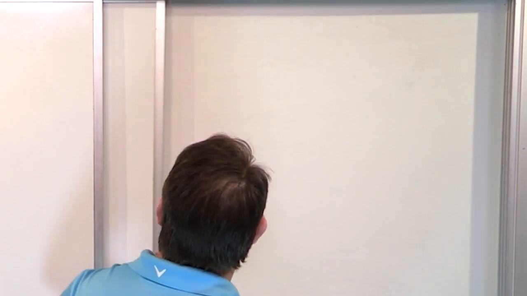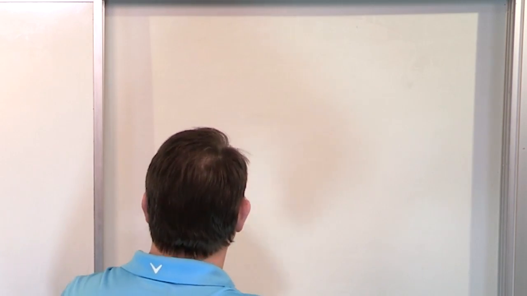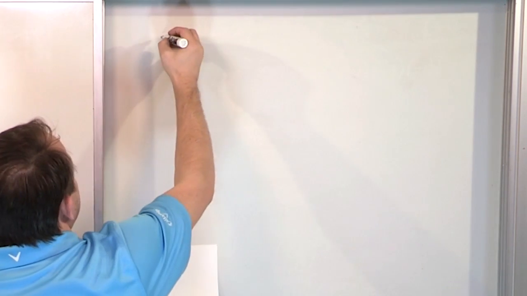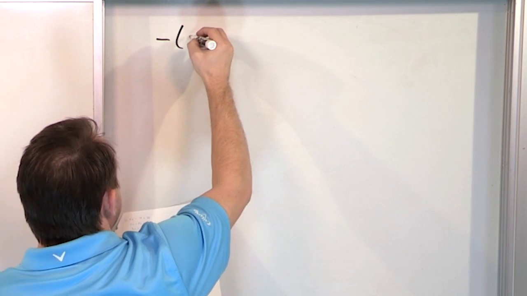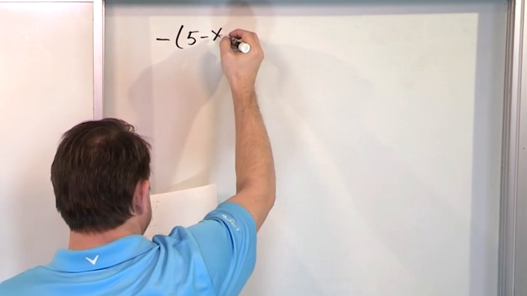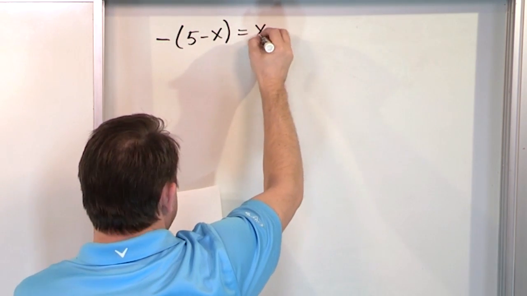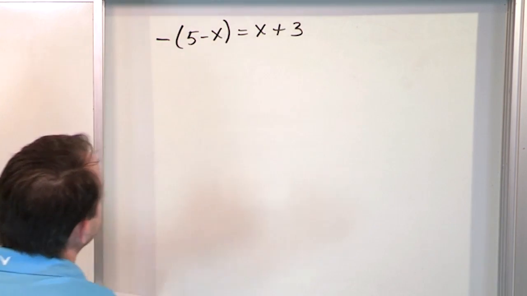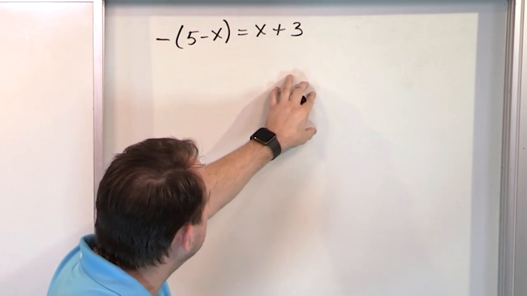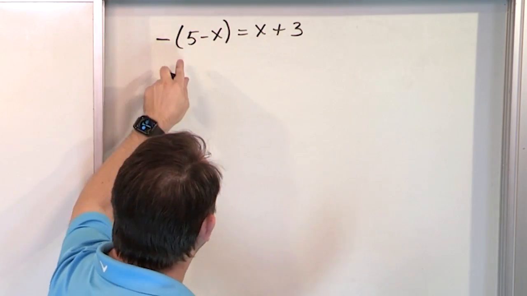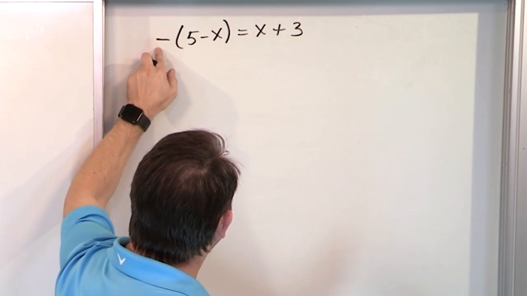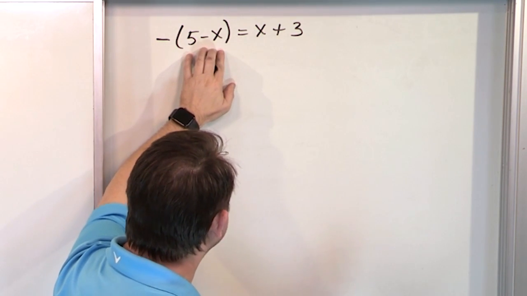Now let's do this last one. This last one is actually not hard and not long, but it's interesting. So I want to make sure and do one like this for you. What if you have negative 5 minus x, and on the right-hand side you have x plus 3. Same thing, we want to get all of the x's together. But this is wrapped up inside, and you have this out here. We can't simplify what's inside.